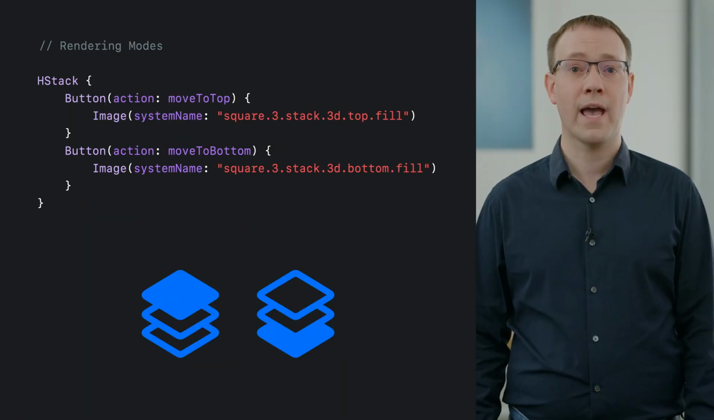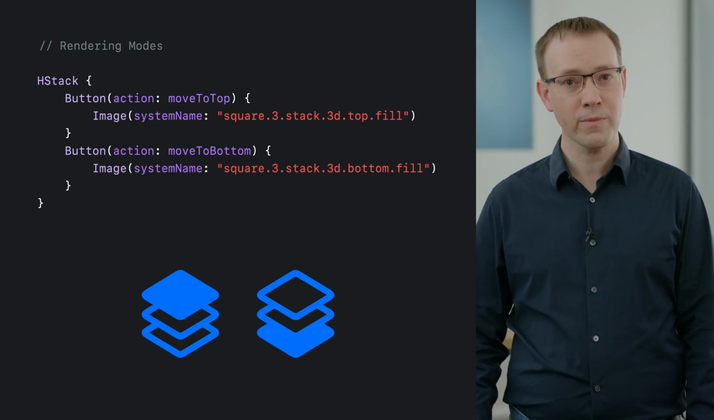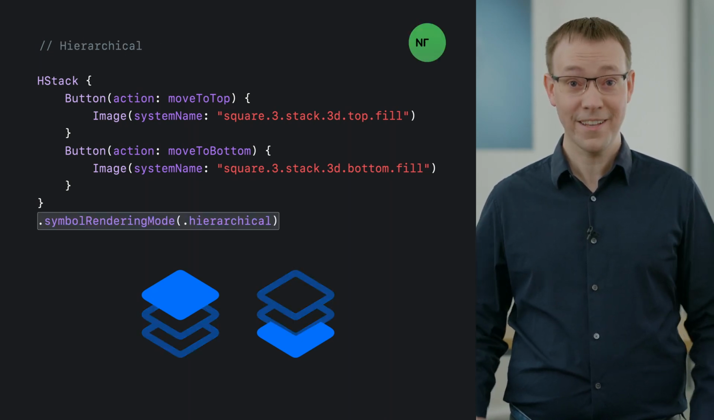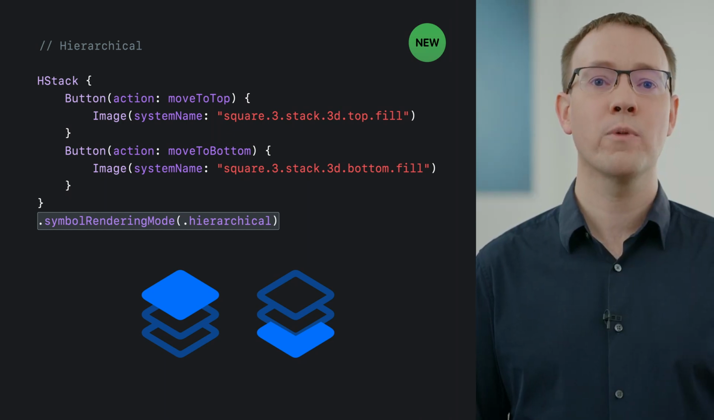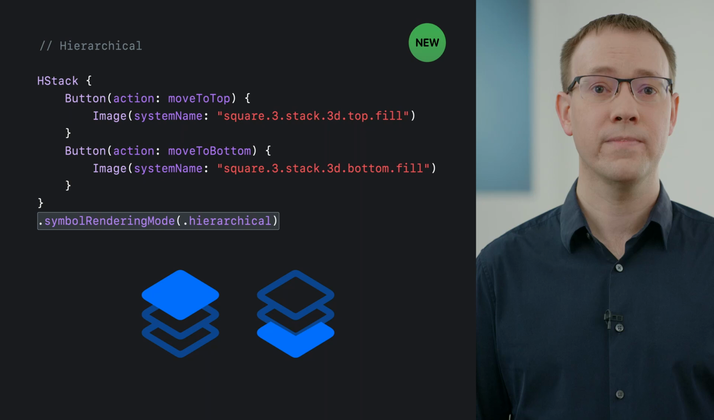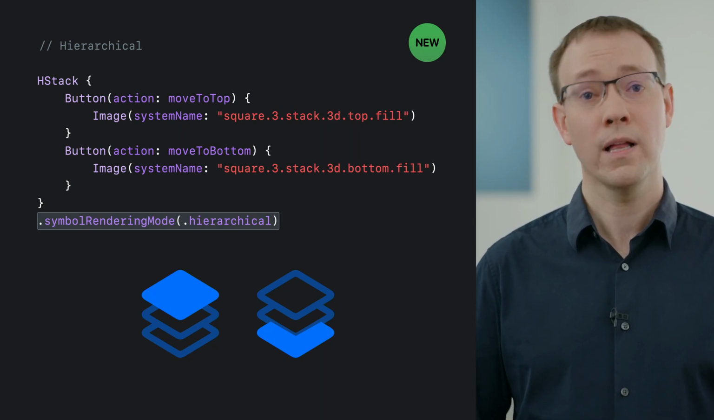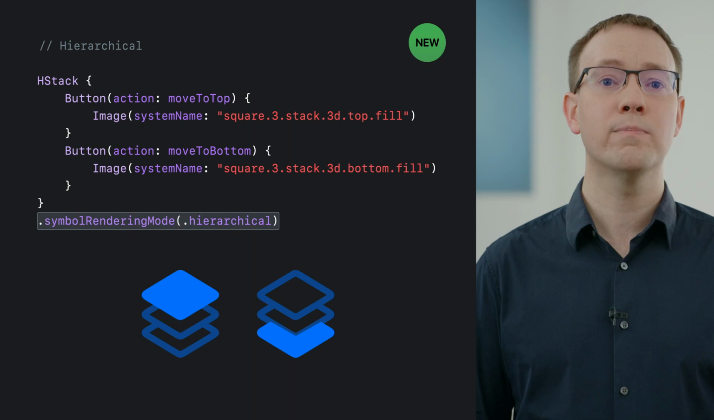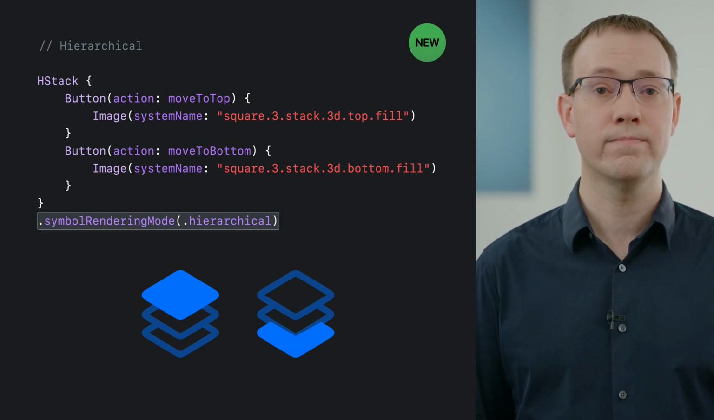In another part of this app, we have some buttons to shuffle cards to different parts of the deck. I'd like to emphasize the key parts of these symbols with different levels of opacity. Do you remember which rendering mode does that? That's right, hierarchical. We can use the same symbol rendering mode modifier with hierarchical. This uses the current foreground style to apply a single color to the symbol, like monochrome, but also adds multiple levels of opacity to emphasize the key elements of the symbol.